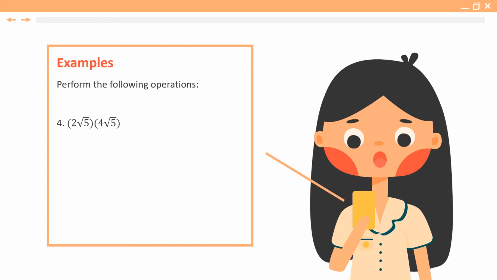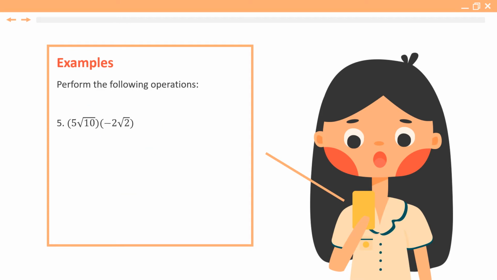For the next example, we have 2 square root of 5 times 4 square root of 5. So we would just multiply the numbers outside the square root and the numbers inside. So you have 2 times 4 is 8. 5 times 5 is 25. Since 25 is a perfect square, we can take 5 out. So you have 8 times 5 or 40. So our final answer is 40.